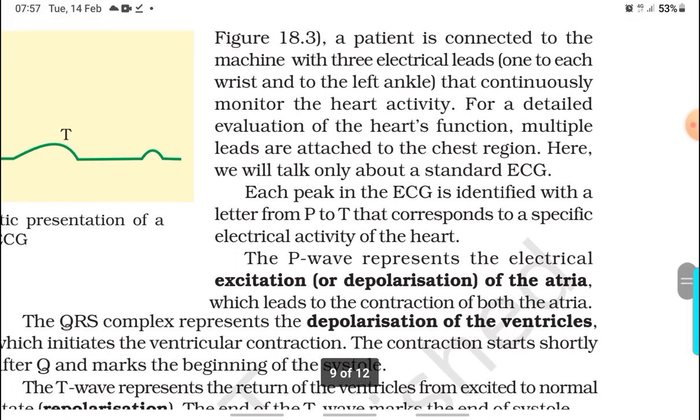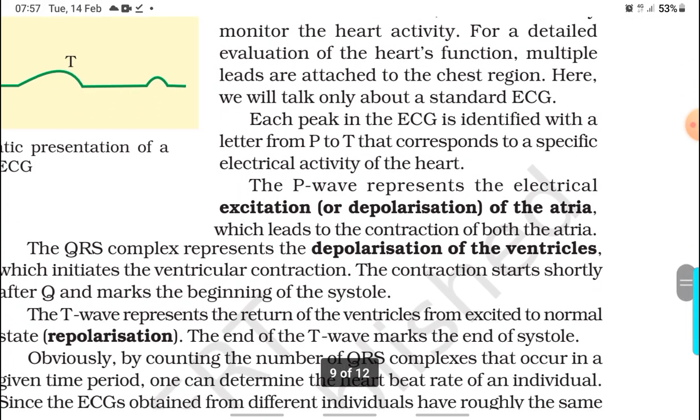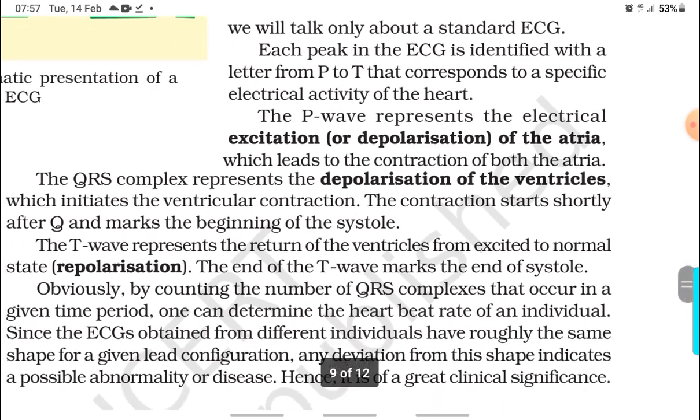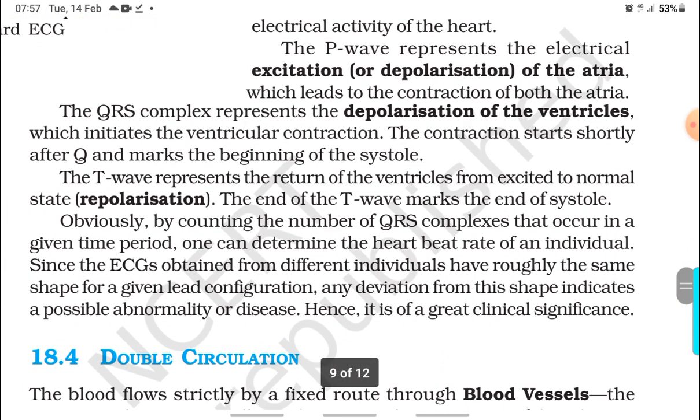Each peak in the ECG is identified with a letter from P to T that corresponds to a specific electrical activity of the heart. The P wave represents the electrical excitation or depolarization of the atria, which leads to the contraction of both the atria. The QRS complex represents the depolarization of the ventricles, which initiates the ventricular contraction. The contraction starts shortly after Q and marks the beginning of the systole. The T wave represents the return of the ventricles from excited to normal state, repolarization. The end of the T wave marks the end of systole.